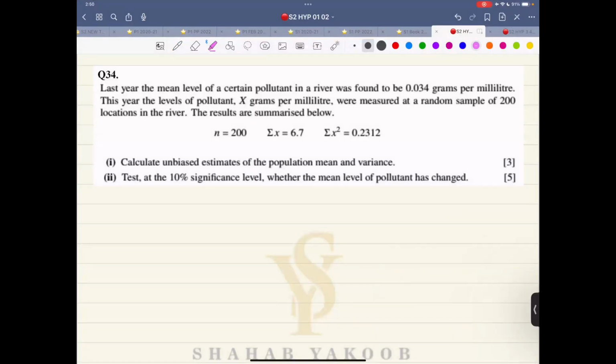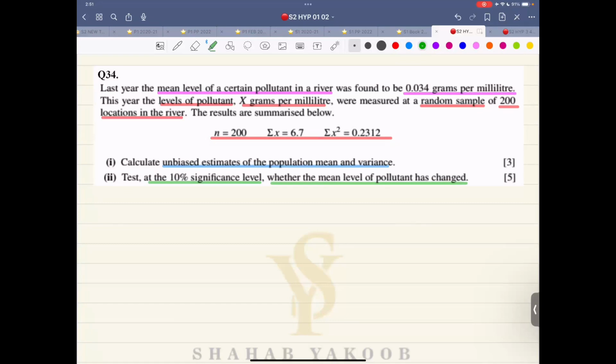It says last year, the mean level of a certain pollutant in a river was found to be this much in grams per milliliter. This year, the levels of pollutant X grams per milliliter were measured at a random sample of 200 locations in the river. The results are summarized below. N is 200, sigma X is there, sigma X square is there. First part: calculate unbiased estimates of population mean and variance, and then test at the 10% significance level whether the mean level of pollutant has changed.